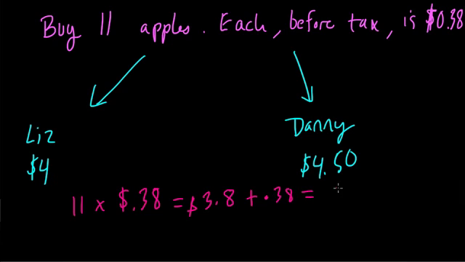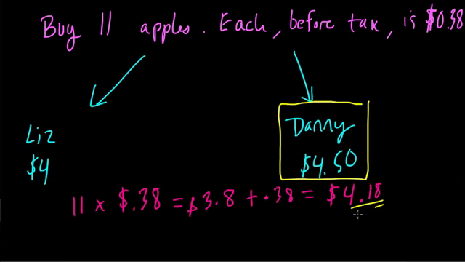And what will this get me? This is a little bit easier for me to add, at least mentally. So I know I'm going to get $4, that's 20 cents from here, and 18 more cents. So in this case, Liz is not correct because $4 is not enough. Danny overestimated, but he said that 4.50 will be enough to buy all the apples, and that's correct, because it only costs 4.18.